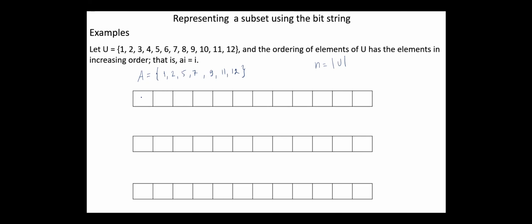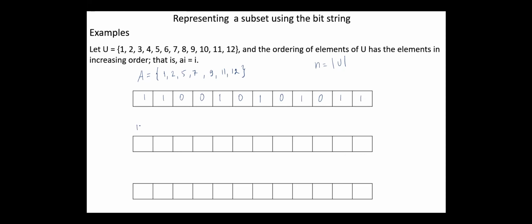So to represent A, here we have 1, 1, 0 because 3 is not in A, 0 because 4 is not in A, 1, 0 because 6 is not in A, 7 is in A, 8 is not in A, 9 is there, 10 is not there, 11 and 12 are there.